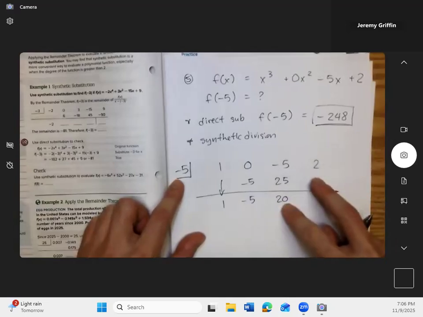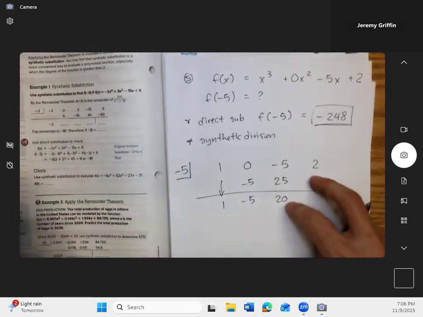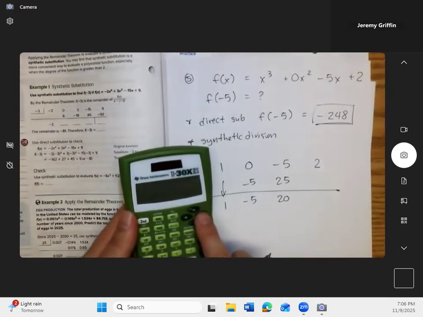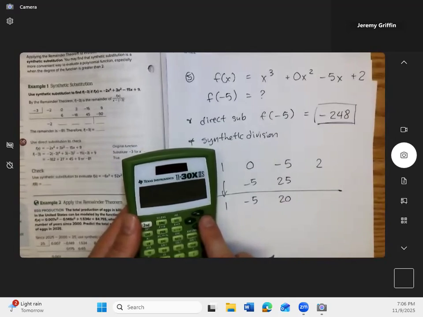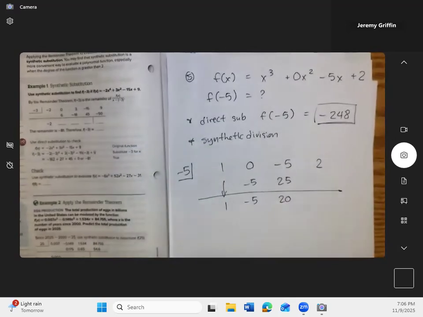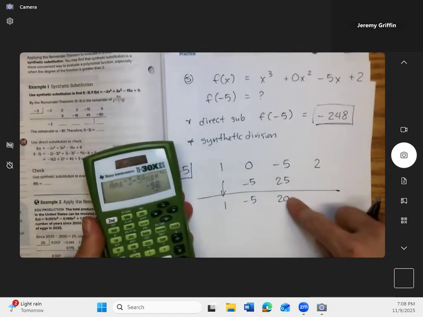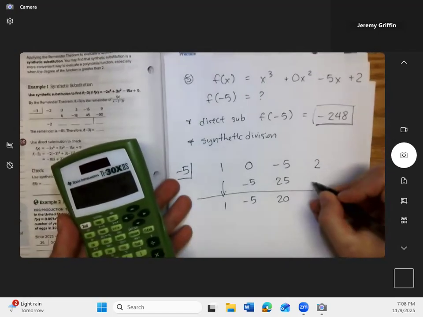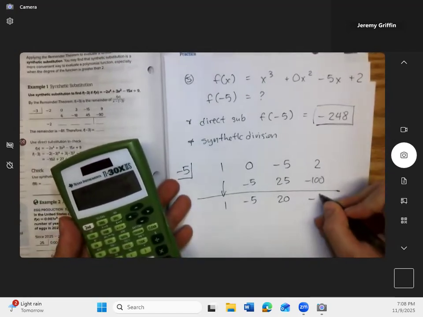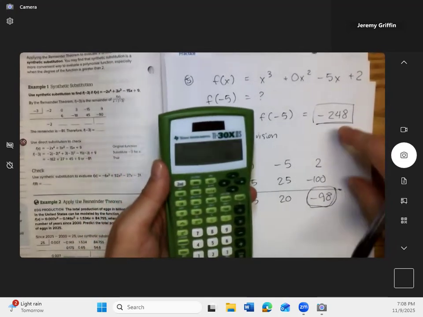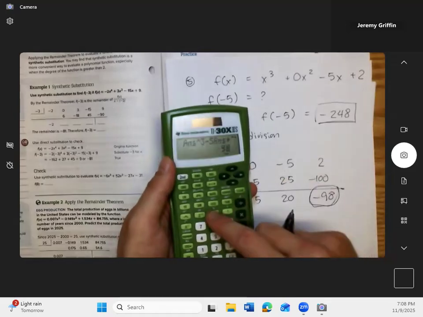Okay. And then 20 times, let me go back to this real fast. Did I plug that in correctly? Okay, let's finish this up. So 20 times -5 is -100. Add that down, you get -98. All right. So I had to go back and check my work because this is actually messed up. Let me double check this. Let's try this again.